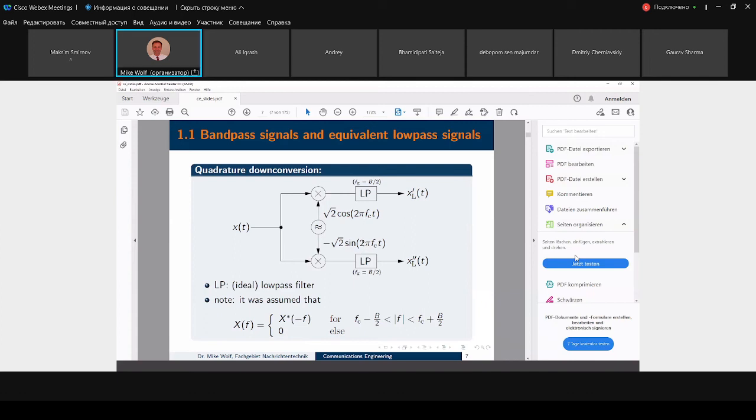Cosine and a minus sine, they are orthogonal. Two vectors which have a 90-degree orientation in a two-dimensional space are orthogonal. This 90-degree phase shift means that if you multiply the cosine with the sine in the time domain and integrate over one period, the result is 0. This means these two carriers are orthogonal, otherwise it wouldn't work.